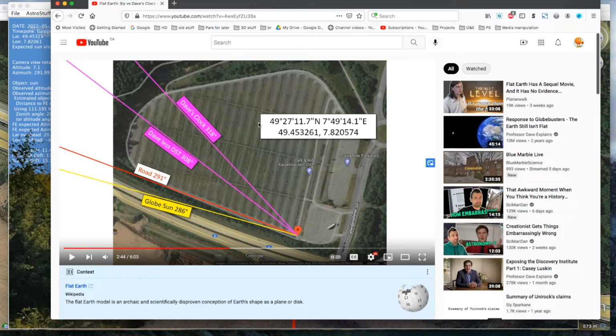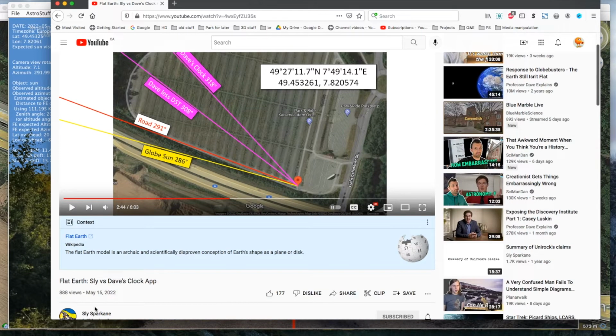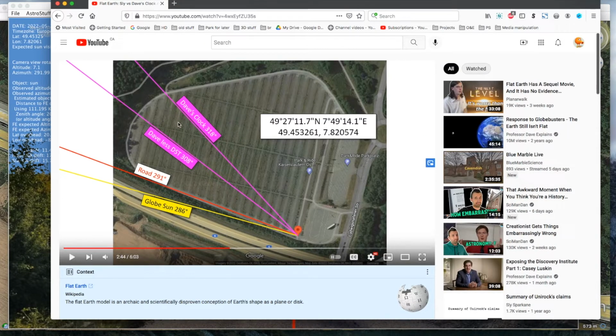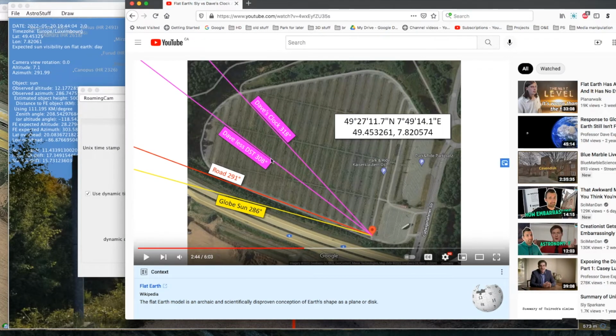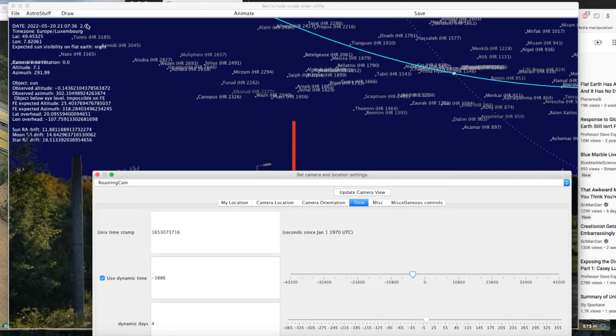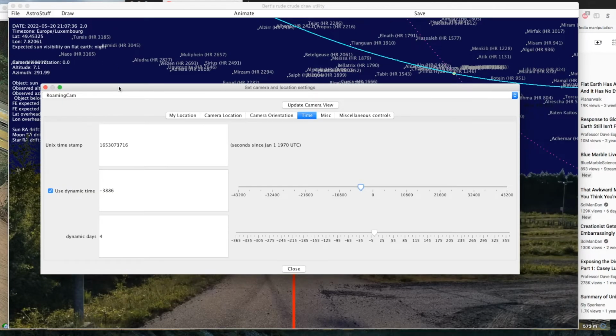Something else that was interesting was that according to Sly, it appears as if Dave's clock says that the azimuth should be 318 degrees, not 308. That's 10 degrees difference. I got 303, Sly showed 308 minus DST. What time would it be for my math to calculate 318 degrees? Right around 9:07 p.m.